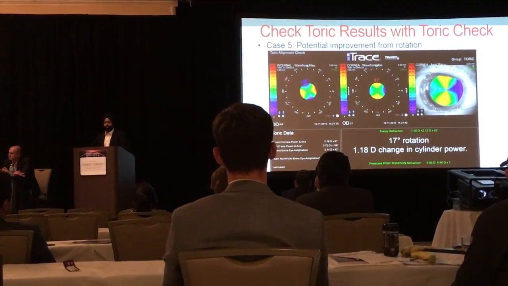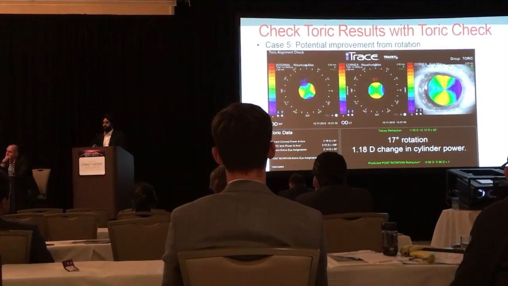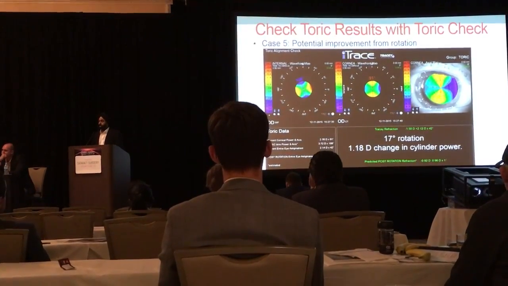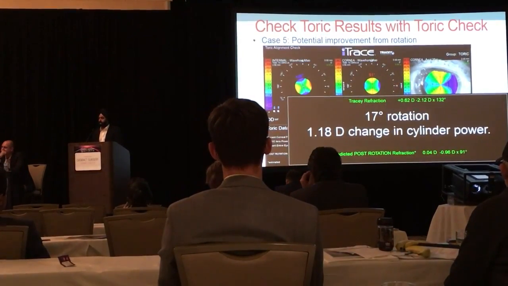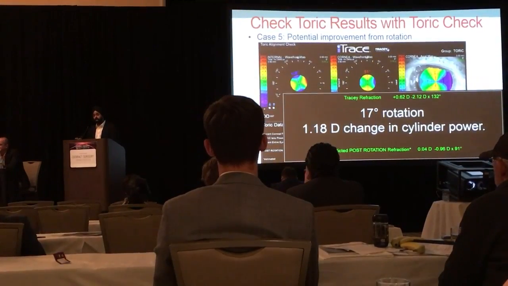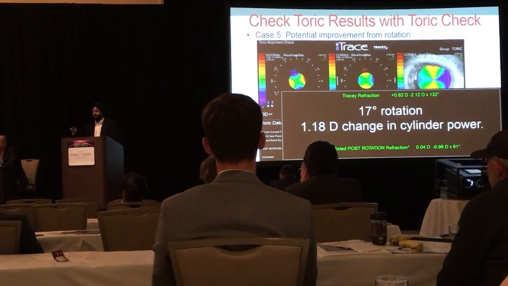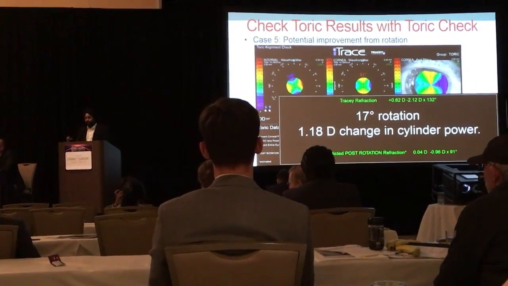Here's another example, just a couple more, that shows a situation where you have a 17-degree rotational issue, but you're also off about a diopter in your cylinder, and you're actually more powerful in your lens than you are in your cornea. So if you rotate that, it's going to give you about a diopter of change. But if you look at the post-op refraction, you're still going to leave yourself about a diopter of cylinder left over. So you have to tell this patient, I can rotate that lens, but I'm still going to be off and there will still be a residual amount of astigmatism. So you can plan accordingly.